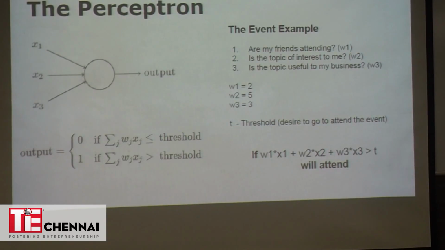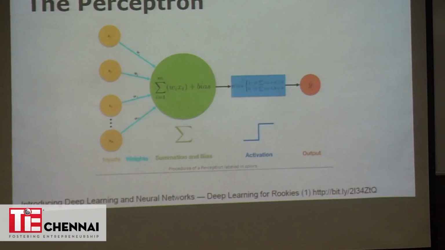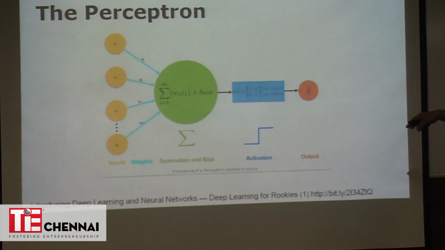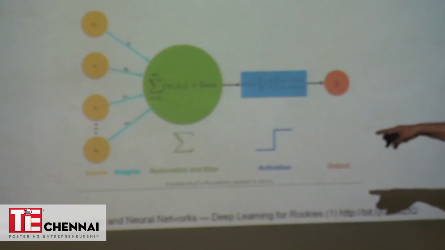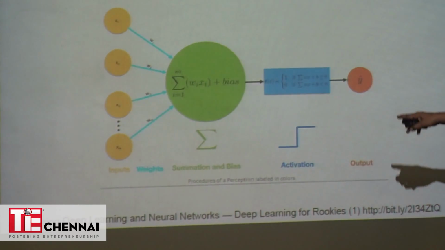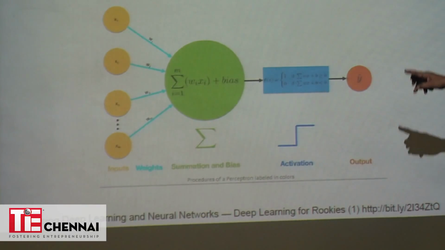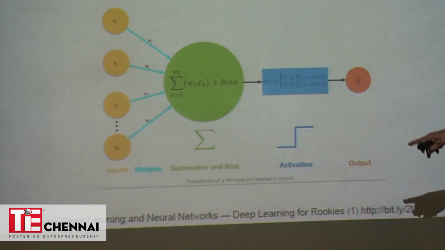Okay? The problem with this is called the Perceptron, and this is again some 60 years old concept. It languished for a long time without anybody really worrying about it. Redrawing of the diagram in slightly more fancy colors. These are called inputs. Then you have weights associated with each input. Then you have this summation and bias.